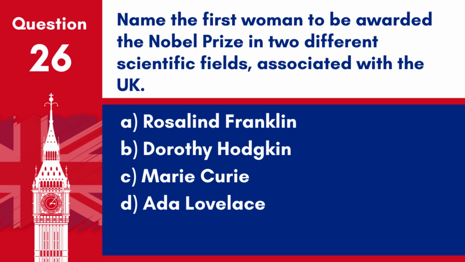Question 26. Name the first woman to be awarded the Nobel Prize in 2 different scientific fields associated with the UK. A. Rosalind Franklin. B. Dorothy Hodgkin. C. Marie Curie. D. Ada Lovelace. Answer: C. Marie Curie. Although not British by birth, Marie Curie's significant scientific achievements are celebrated in the UK and worldwide. She won Nobel Prizes in physics and chemistry.